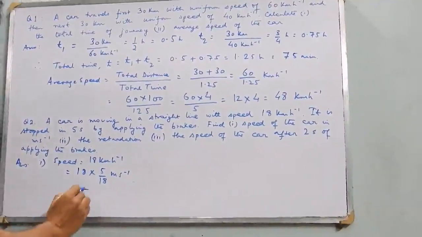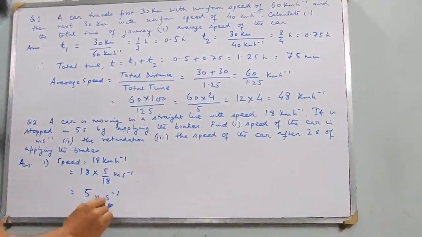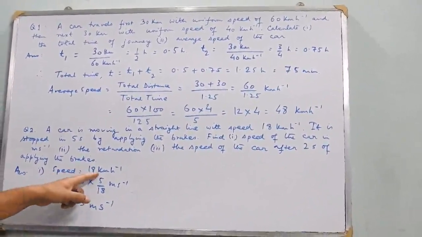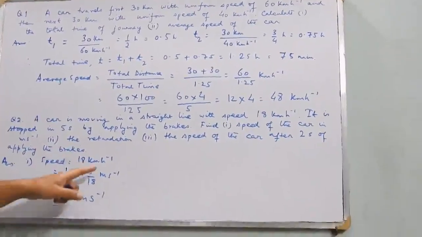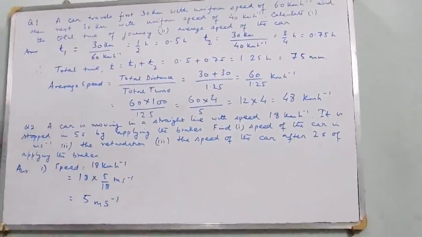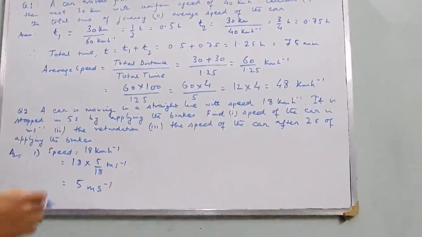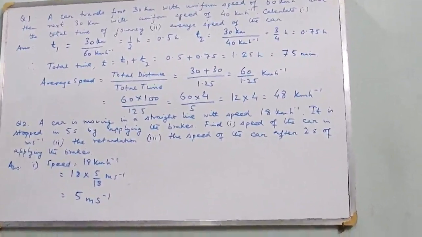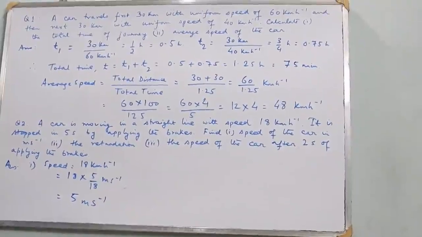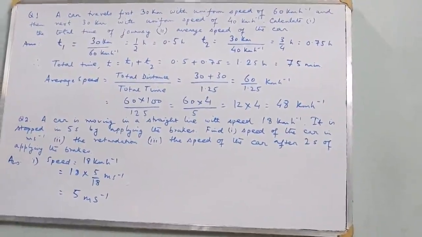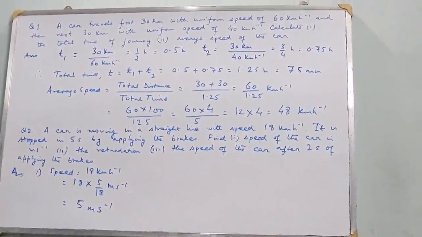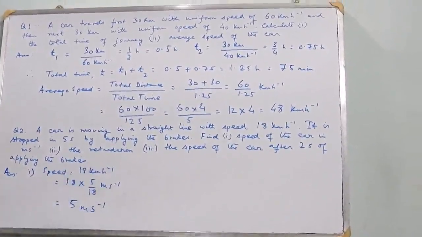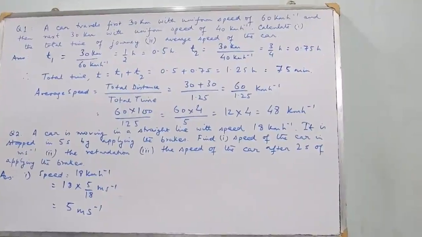So this is 5 meter per second. Actually 5 by 18 is nothing but 1 kilometer means 1000 meter and 1 hour means 3600 seconds. So if you divide 1000 by 3600, you will get 10 by 36, and 10 by 36 you cancel with 2, you get 5 by 18. So directly from kilometer per hour to meter per second you can multiply by 5 by 18.